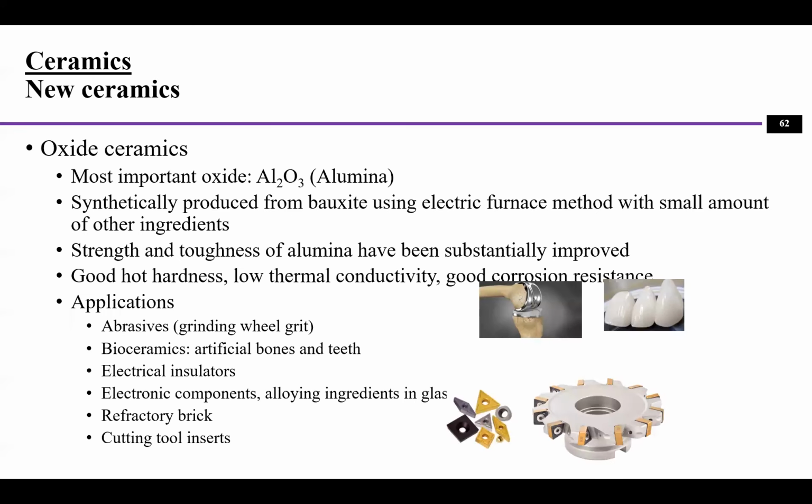So oxides, for example, alumina is a type of oxide. Silicon oxide and also aluminum oxide are all typical oxide ceramics. And of course, they all have really high strength, good toughness, good hardness, low thermal conductivity, and good corrosion resistance. Some of the applications will be, like we mentioned, abrasives, and making brakes or cutting tools or insulators. But it can also be used for bioceramics, right? For example, artificial bones and teeth.